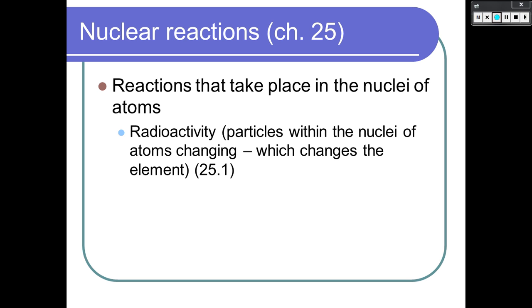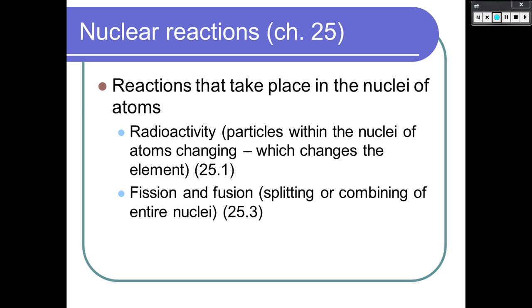There's sort of two branches, I would say, of nuclear reactions, or two types. One is radioactivity, so that's particles within the nuclei of atoms changing, so protons changing, neutrons changing, or maybe just particles leaving. So maybe no particles change, but they leave the nucleus, and that changes the element. That's primarily chapter 25, section 1.